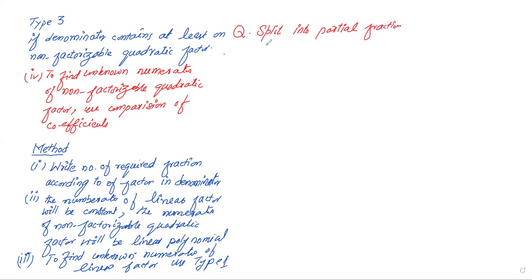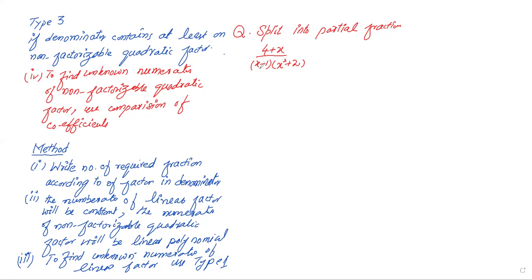So the question is (4 + x) / ((x − 1)(x² + 2)). Now, this question, first of all, you have to observe that the denominator consists of at least one non-factorizable quadratic factor. So this means that the question belongs to type 3.